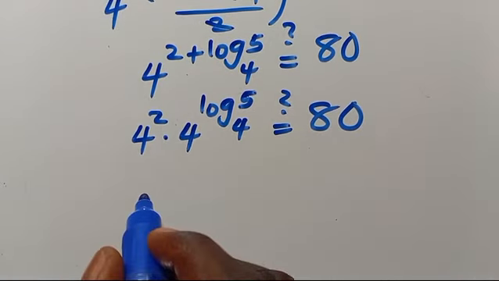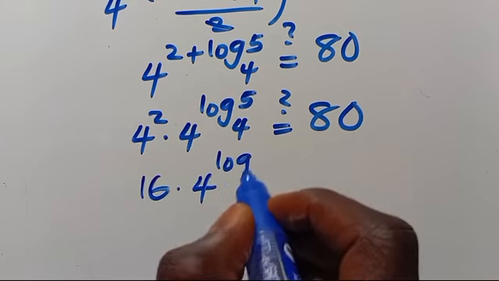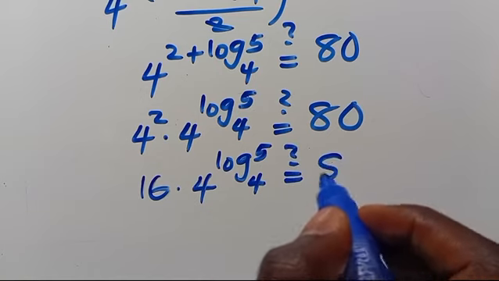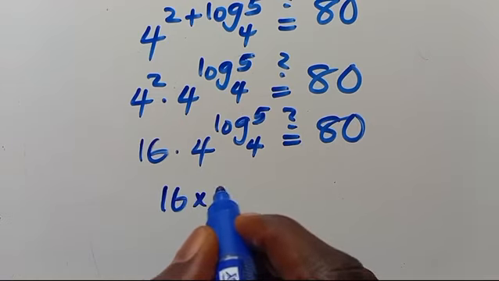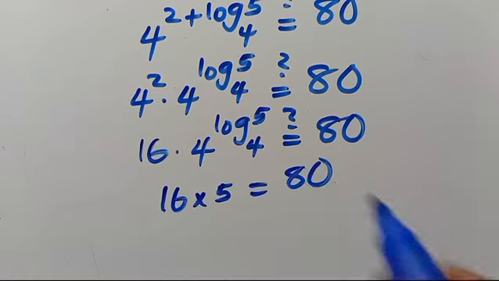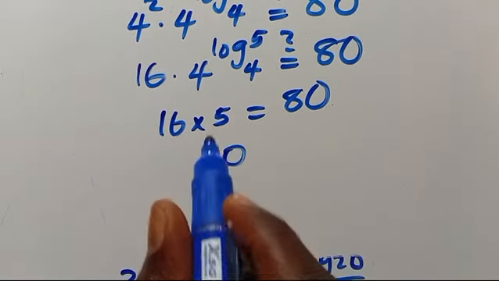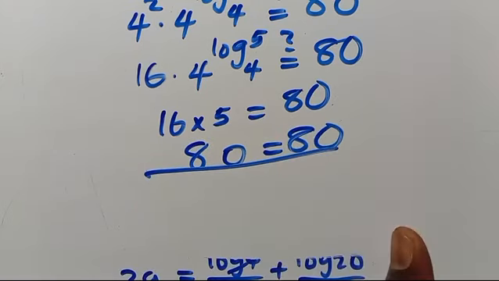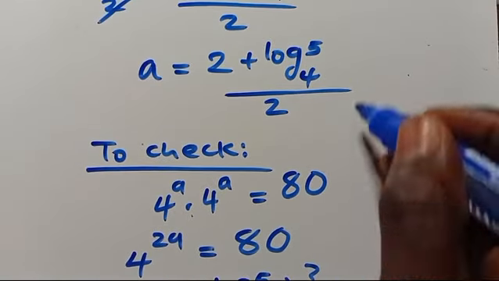So from here we have 16 times 4 to the power of log 5 in base 4, going to give us 80. So this will be 16 times 5 equals 80. 5 times 6 is 30, we have 0, take 3. This will be 80 equals 80. Since the left hand side equals the right hand side, this implies the answer is correct.